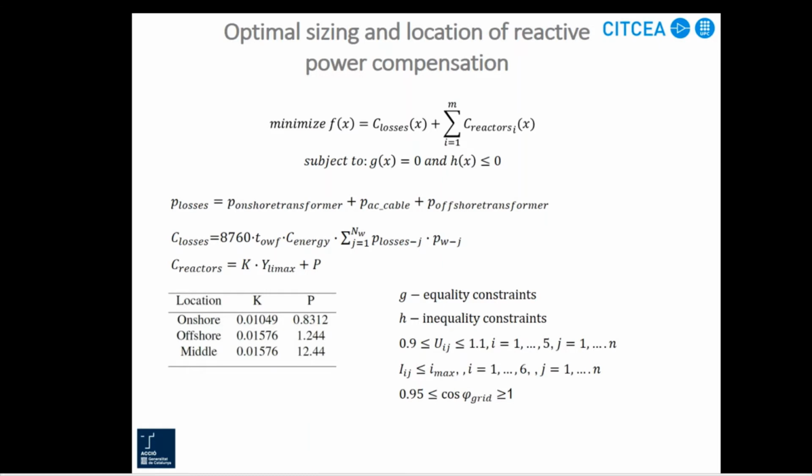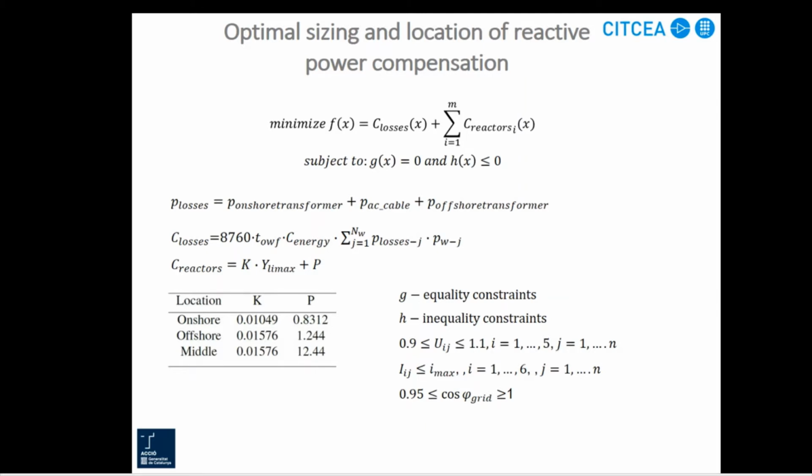So now I'll be talking about the optimal size and allocation of the reactive power compensation. As I said previously, we have 15 combinations of different locations for the reactive power compensation, or we can call them reactors. And the idea is to find the optimal location and optimal size of the reactors. Therefore, we minimized the cost of the power losses and the cost of reactors as a single objective function. And we have some equality and inequality constraints that we should consider.